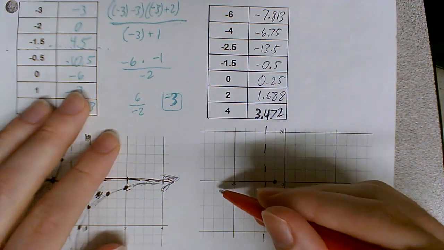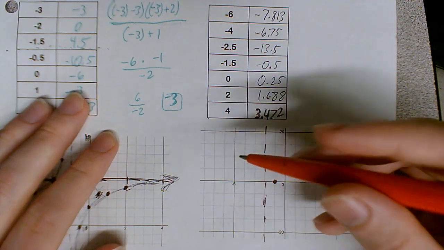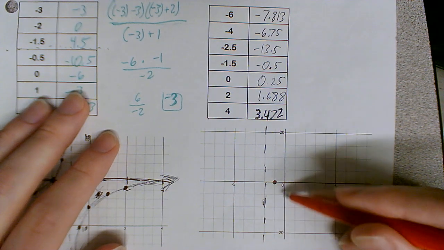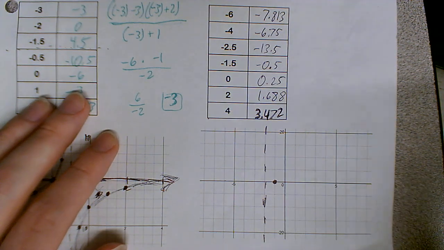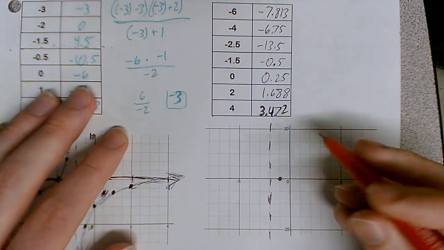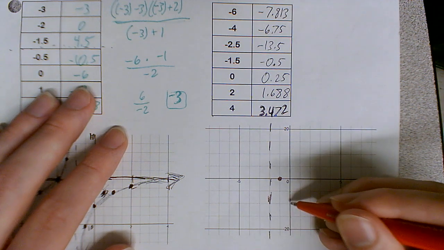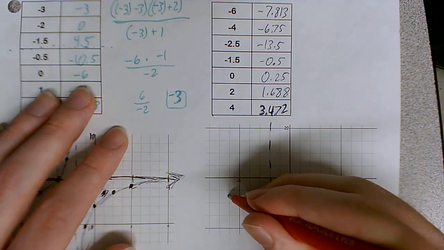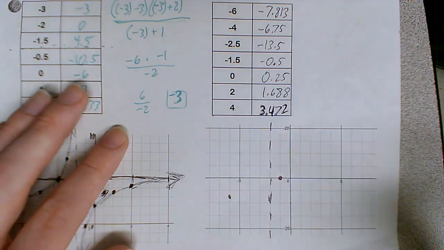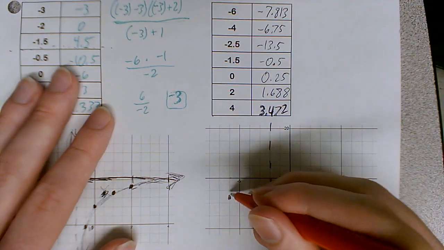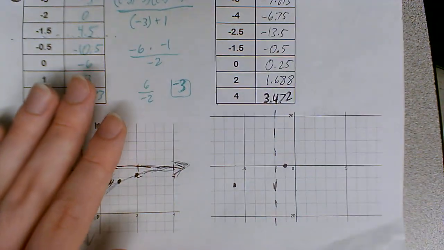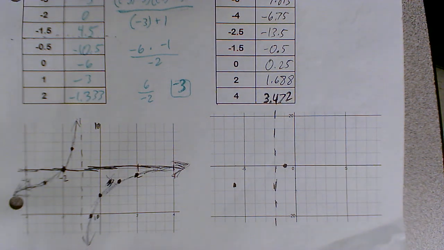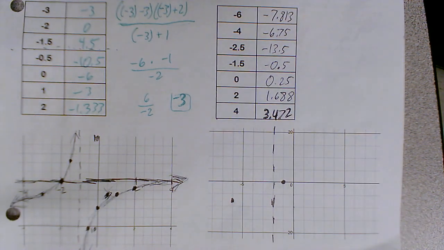For example, -6 is the x value, -7.813. This is -20 here, so this is -5, -10, -15, -20. So -7.813 is going to be between -5 and -10, about halfway. Yep, about halfway between the two y lines, but right on -6. All right. You should be able to do all of these to the best of your ability.